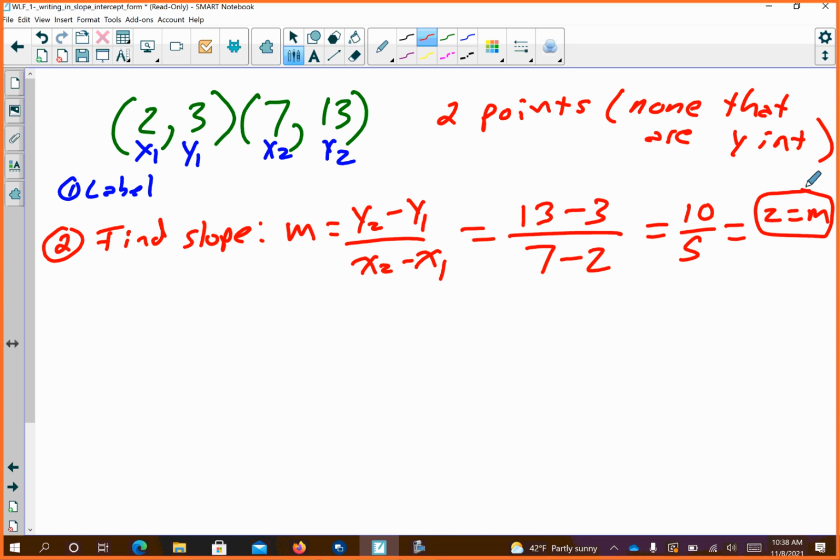Any questions about what we've done? Does the slope always have to come out to a whole number? No, it can be a fraction, but I just made it simpler because I know what you're going to come across on the assignment.